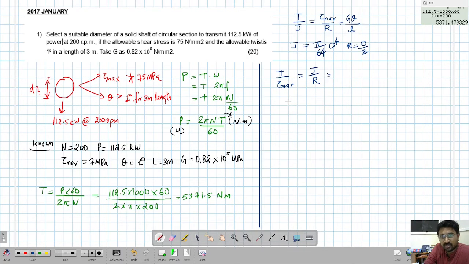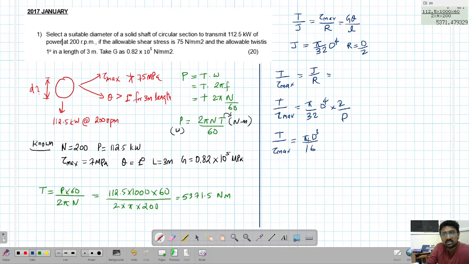So this means T by tau max equals pi by 64. I am really sorry, I made a stupid mistake here. It is pi by 32. So this is pi by 32 d raised to 4. 1 by r is nothing but d by 2, 2 by d. So this gives me T upon tau max is equal to pi d cube upon 16.